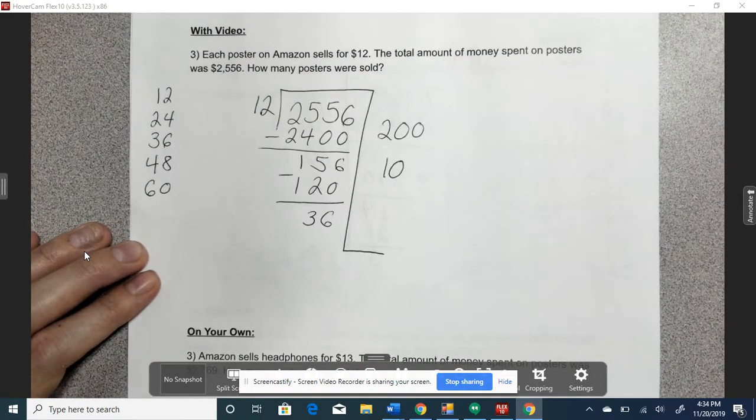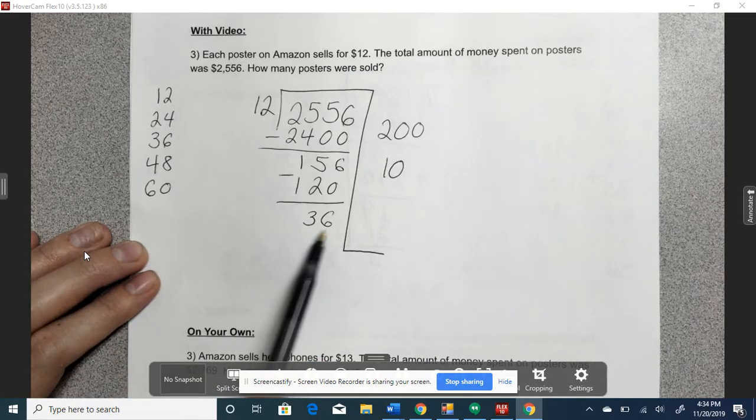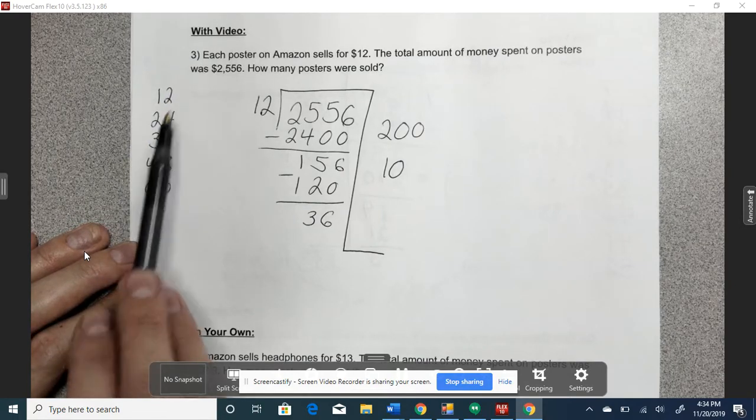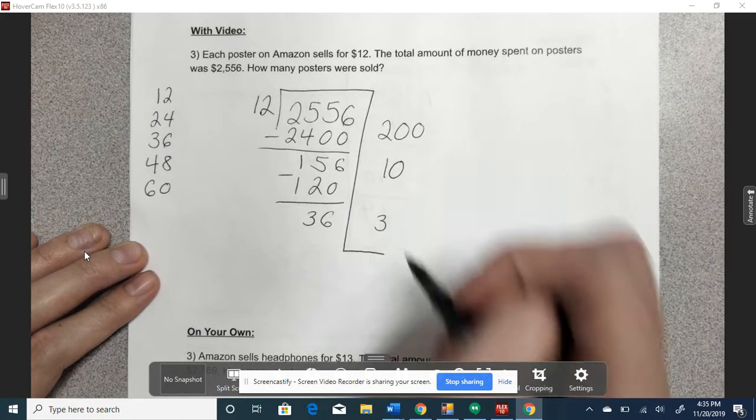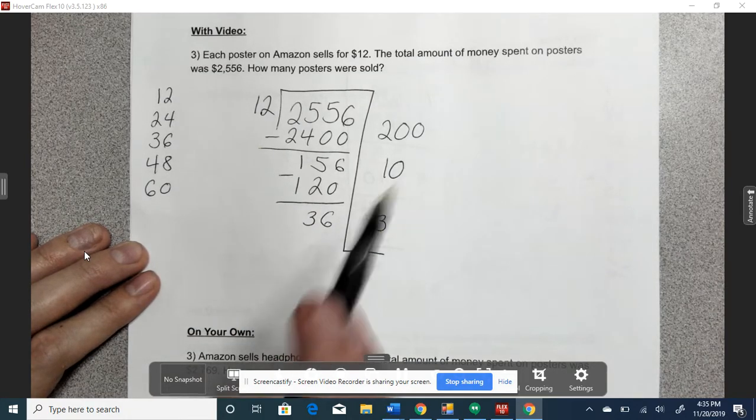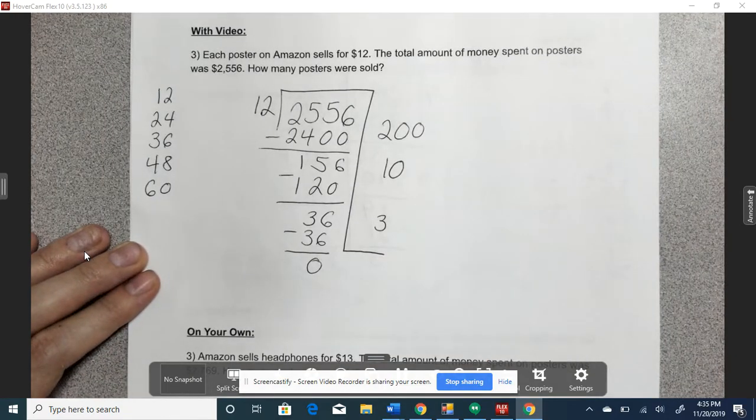Well, let me see. 3 tens rectangles can't be split into 12 groups, but 36 ones can be split into 12 groups. I'm going to look at my multiples. Oh, wow, 36 is a multiple. It is my third multiple of 12. So I'm going to put 3 over here. 12 times 3 is 36. I'm going to subtract, and I have none left.